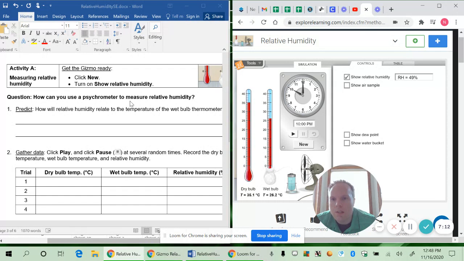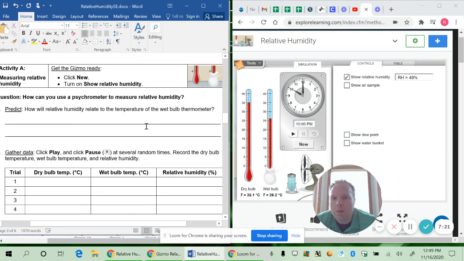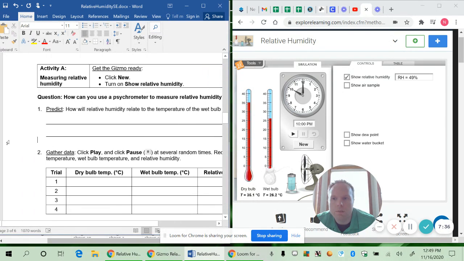It says, how can you use a psychrometer to measure relative humidity? Predict, how will relative humidity relate to the temperature of the wet bulb thermometer? So it's saying, how do you think the humidity will relate to this temperature? So for example, when the temperature is higher, do you think it will be more humid out? Or do you think when it's lower, it'll be more humid out? Okay, so we're going to make a prediction.